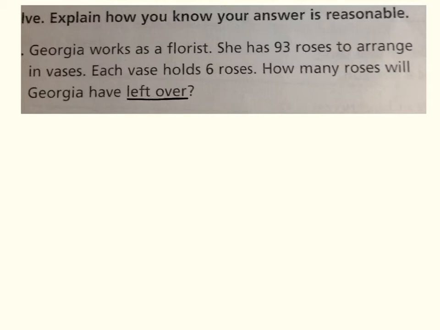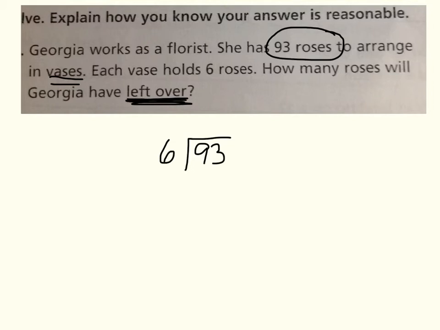Well, first of all, we're looking at what's left over, or in other words, our remainder. We know we're going to divide because she has a total of 93 roses that she's dividing into vases. So we're going to take 93 and divide it into 6 for the 6 vases. 6 goes into 9 one time.